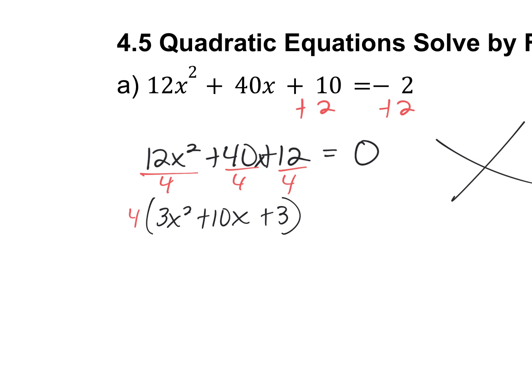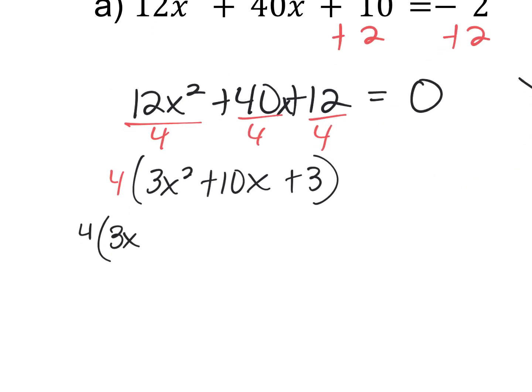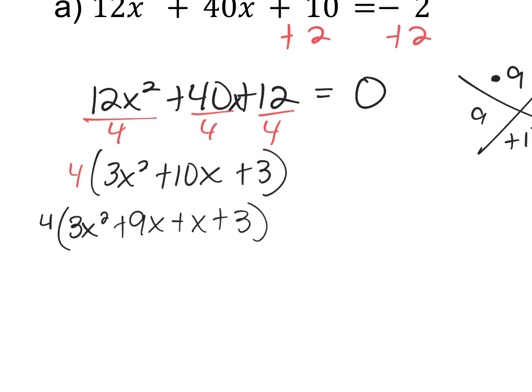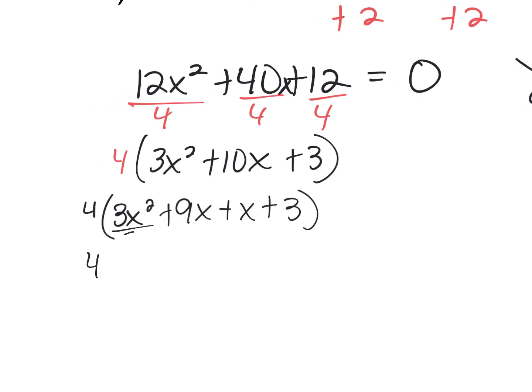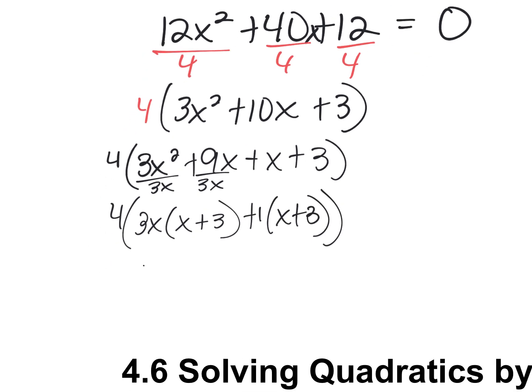Okay, so now I can do that thing. I need two numbers that multiply to be 9, add to be 10. That'll be 9 and 1. So you still have that 4 out front, but then we can factor by grouping. Keep going. Sorry, I'm not talking much. I'm just assuming that you're comfortable with factoring.